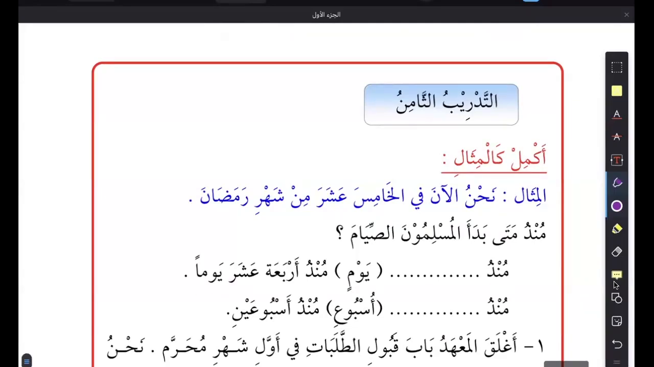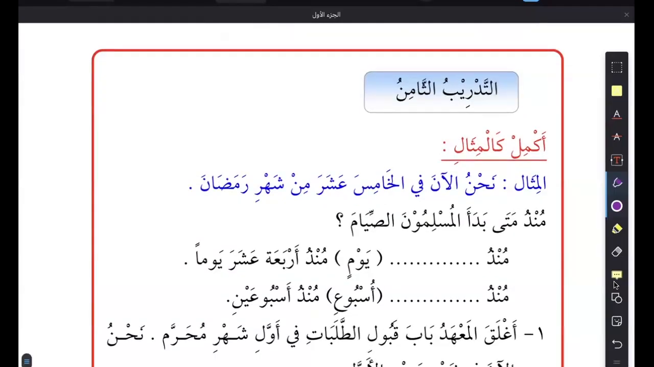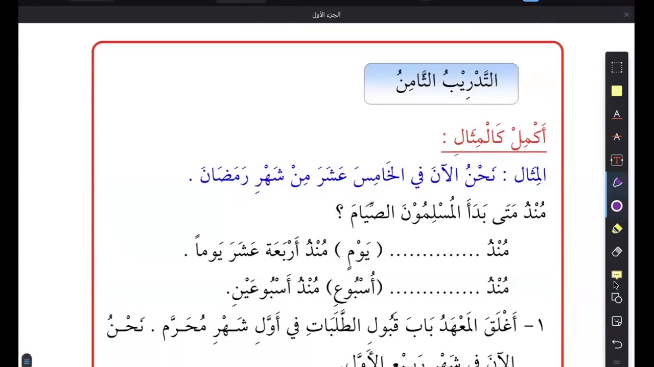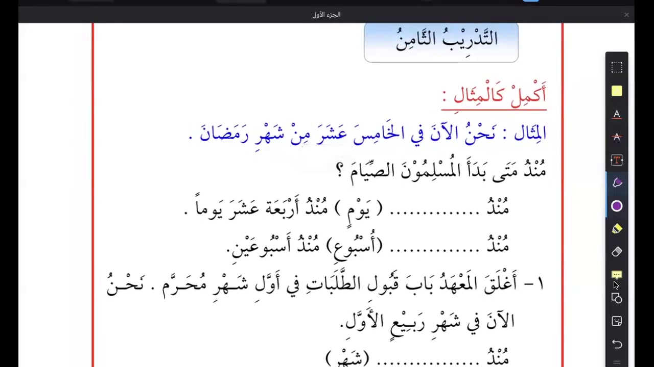So we'll start with التدريب الثامن, the eighth exercise. أكمل كالمثال. Complete as in the example. المثال, what he's saying is نحن الآن في الخامس عشر, that means 15th من شهر رمضان. So that means we're the 15th of the month of Ramadan.